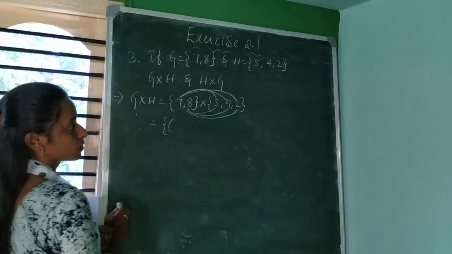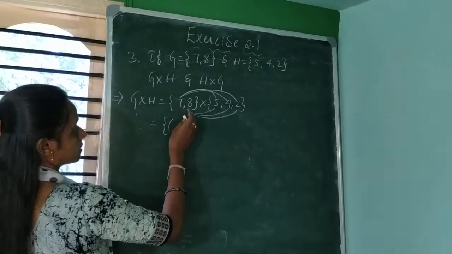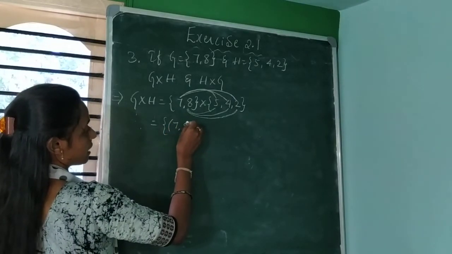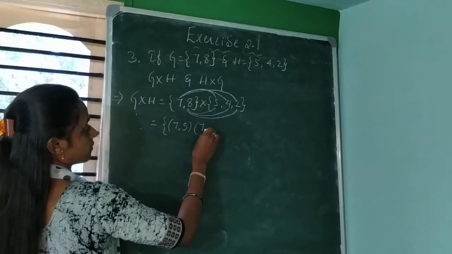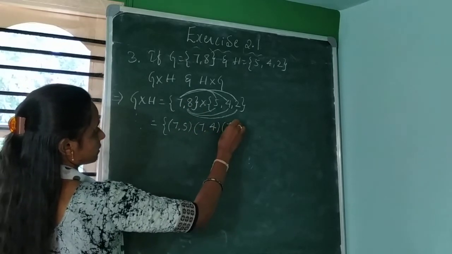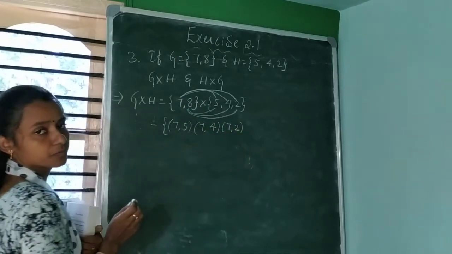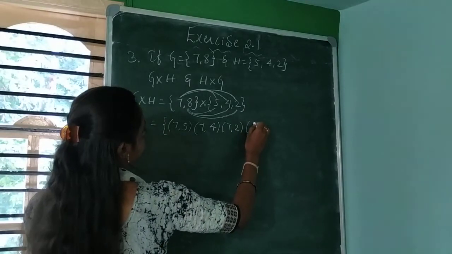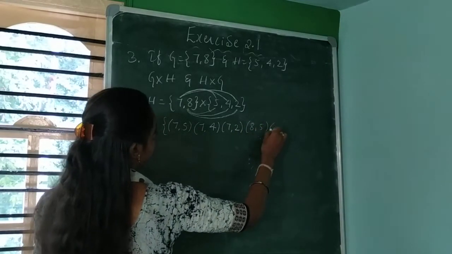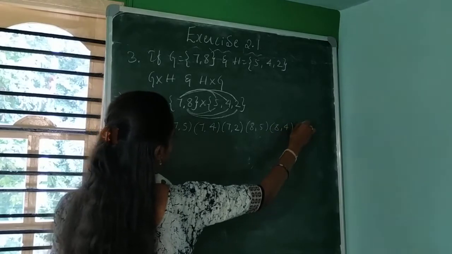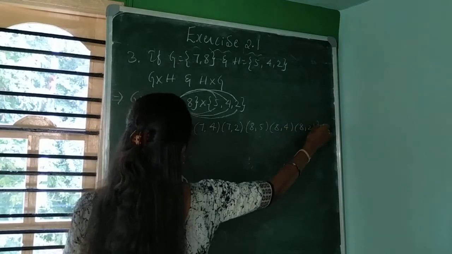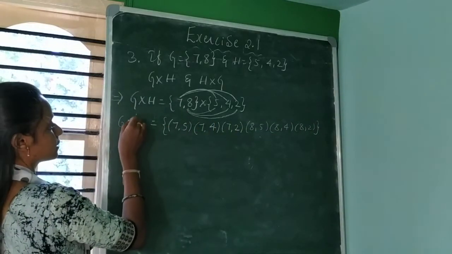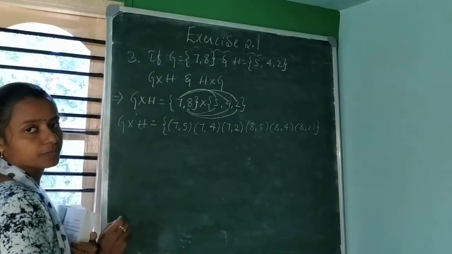Clear? So that is the ordered pair. Here, start with 7: 7, 5, again 7, 4, next 7, 2. Start with 8: 8, 5, 8, 4, 8, 2. So this is G cross H.